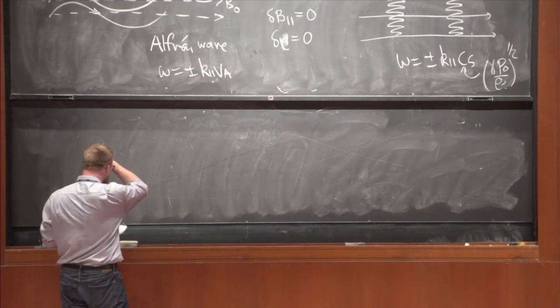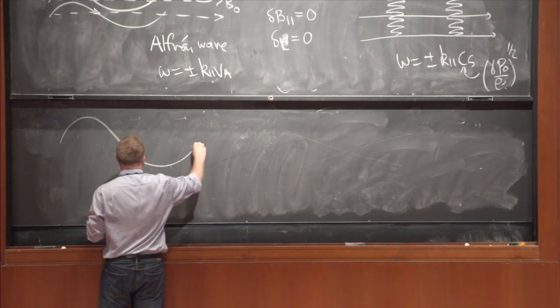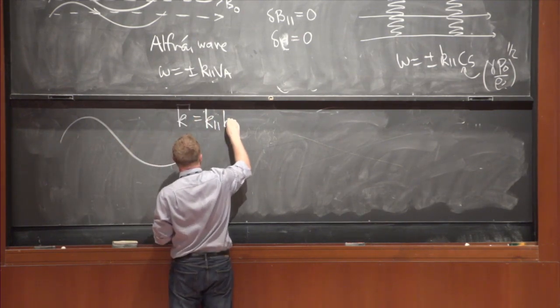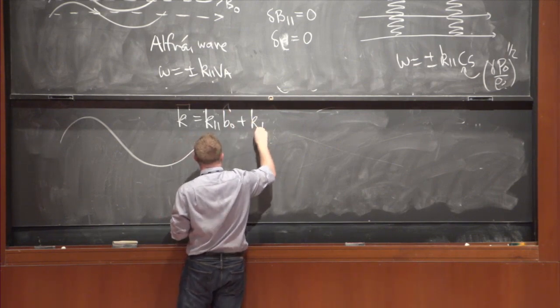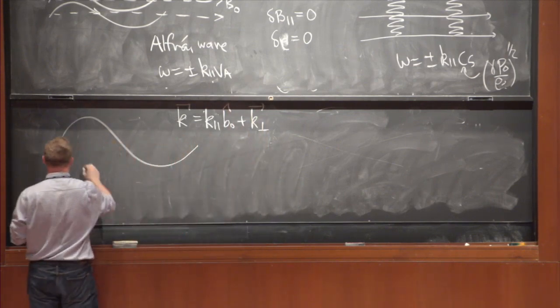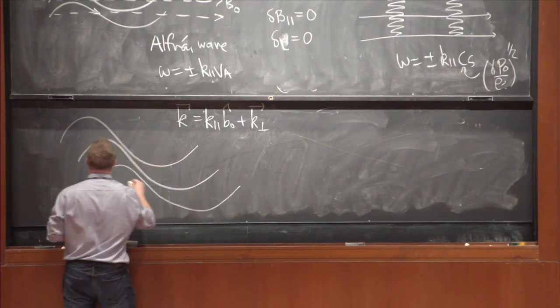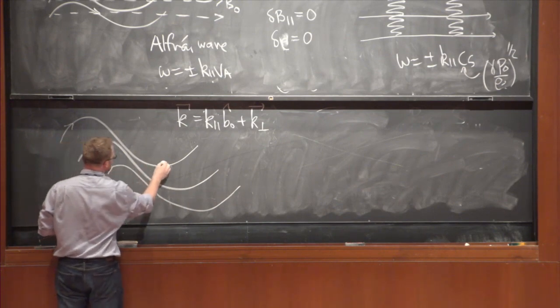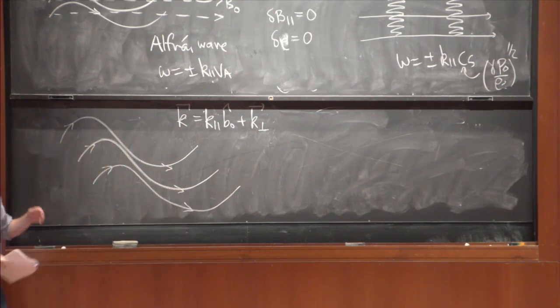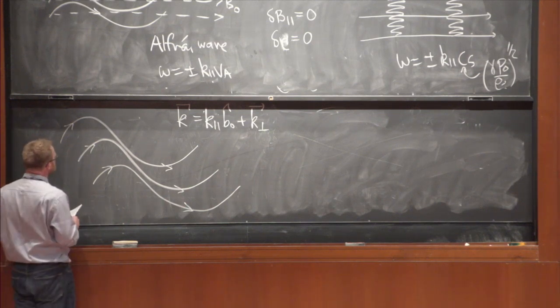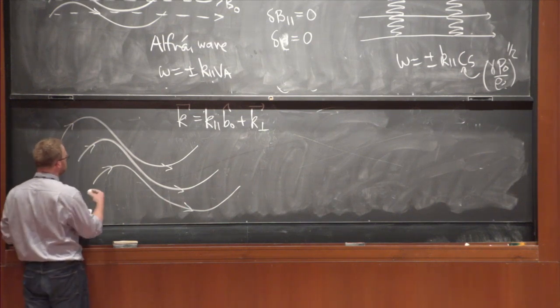examples. So if you have a wave vector which has both a component parallel to the magnetic field and a component perpendicular to the magnetic field, you can have field lines that end up being perturbed like this. Now, that's not enough to know what's going to happen to the wave. You also have to know how the pressure responds. And so there's two types of waves that come from this.